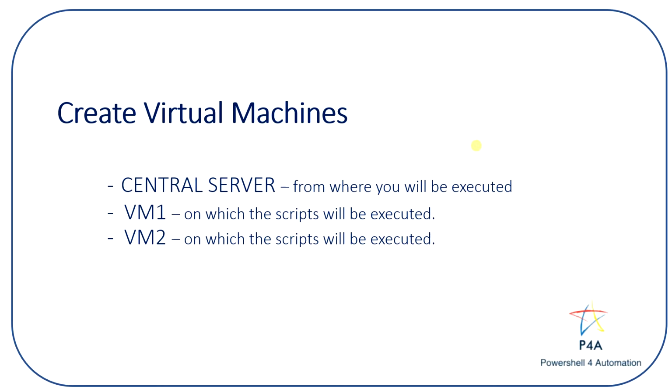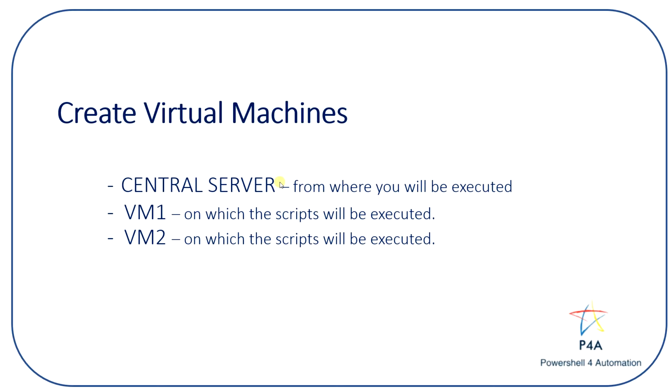The plan is to create three virtual machines named Central Server, VM1 and VM2 using VMware Workstation Player. The Central Server is the server from where you will be executing the PowerShell scripts. So you'll be writing all your scripts in the Central Server, from which the scripts will be pulling the information from VM1 and VM2 server, or it can deploy something from the Central Server to VM1 and VM2 server.